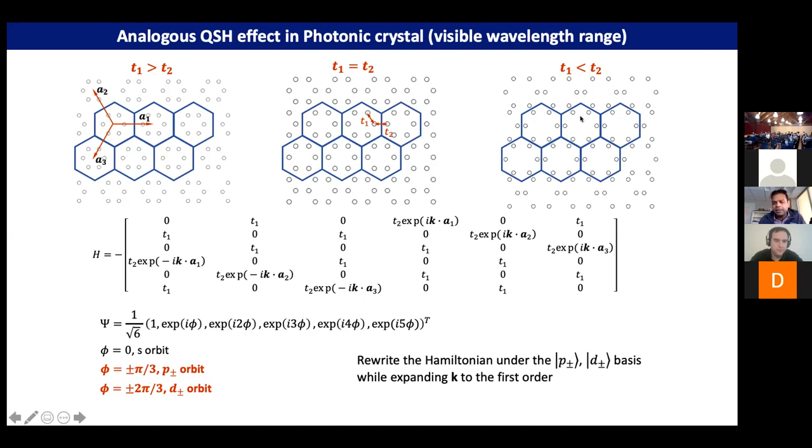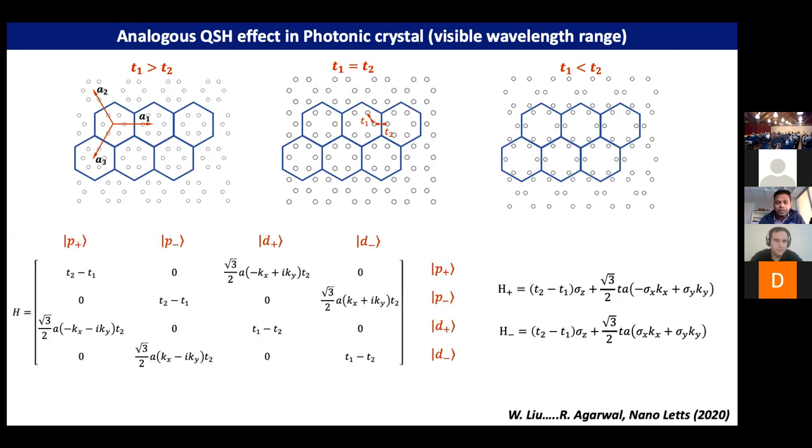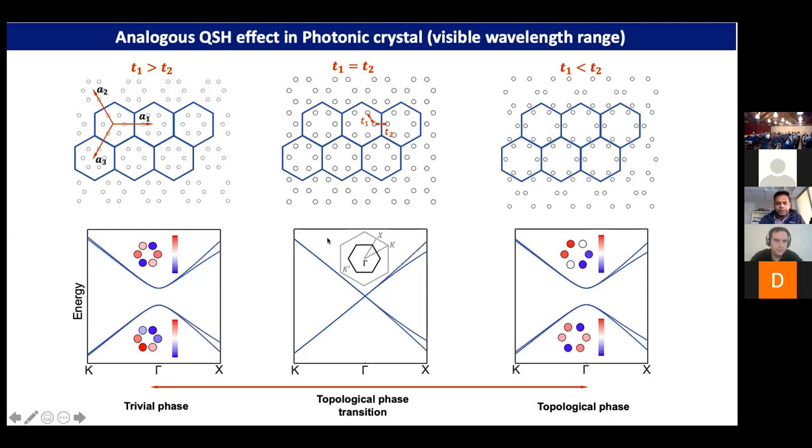In the other case, the two hexagons between the two cells are closer, so the intercell hopping is stronger than the intracell. That leads to the other phase in the SSH model, so it becomes the topologically non-trivial phase. I'm going to skip all this. So these are the band structures.